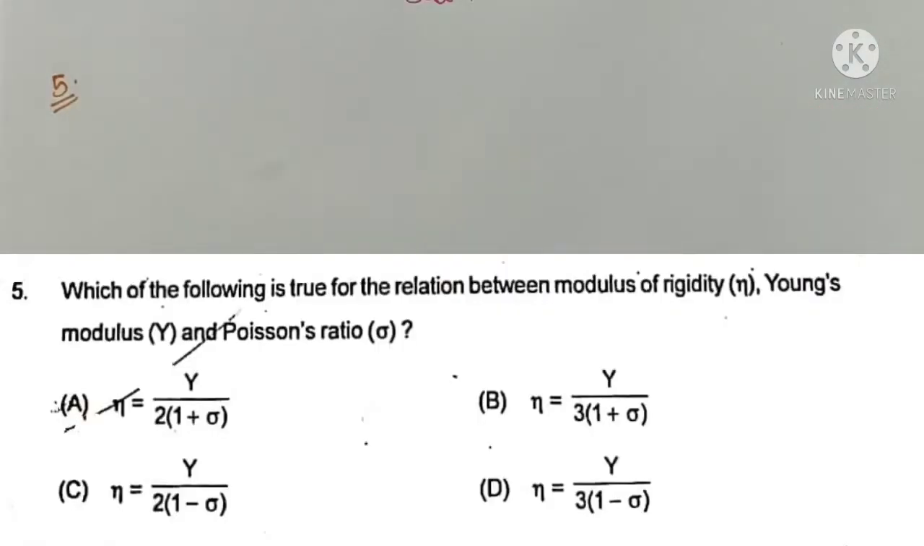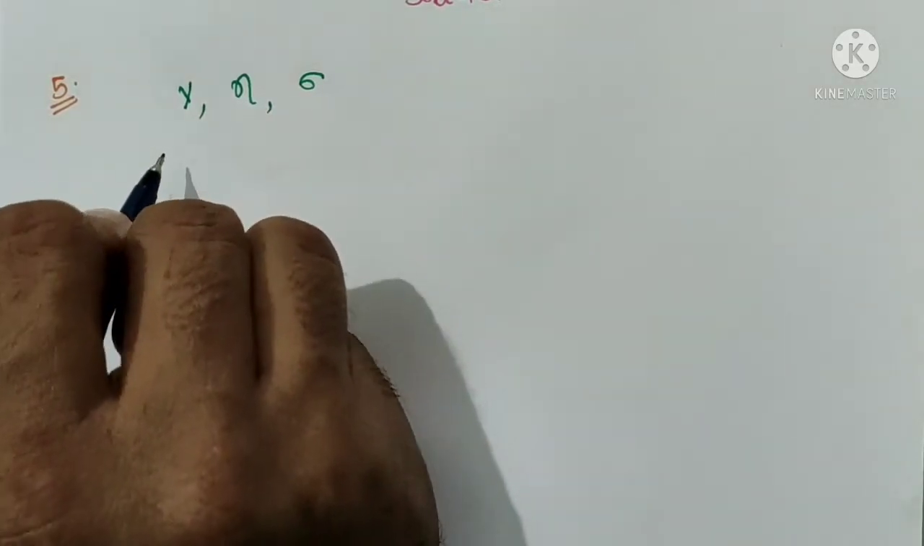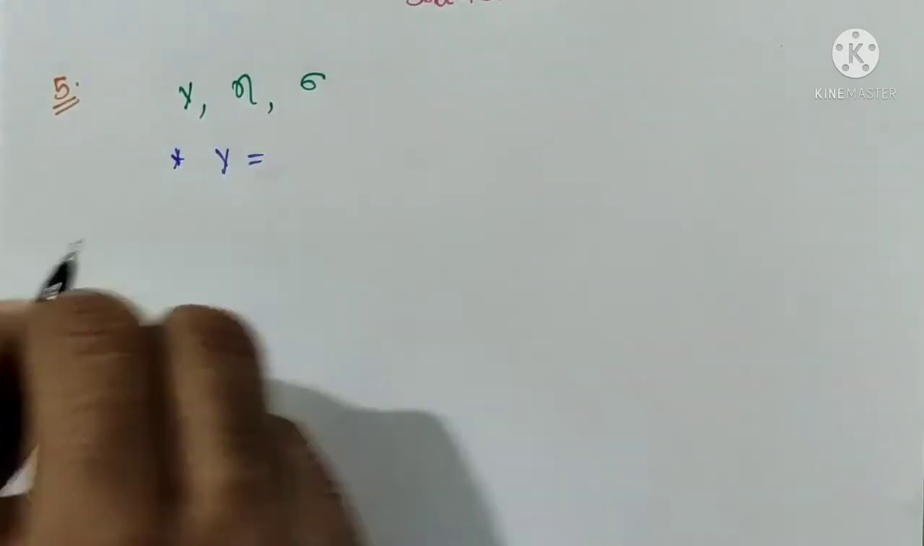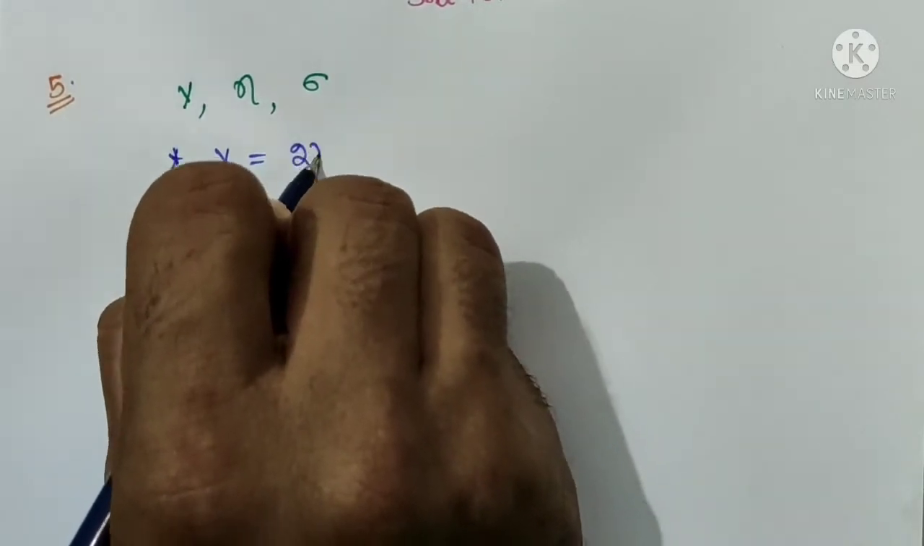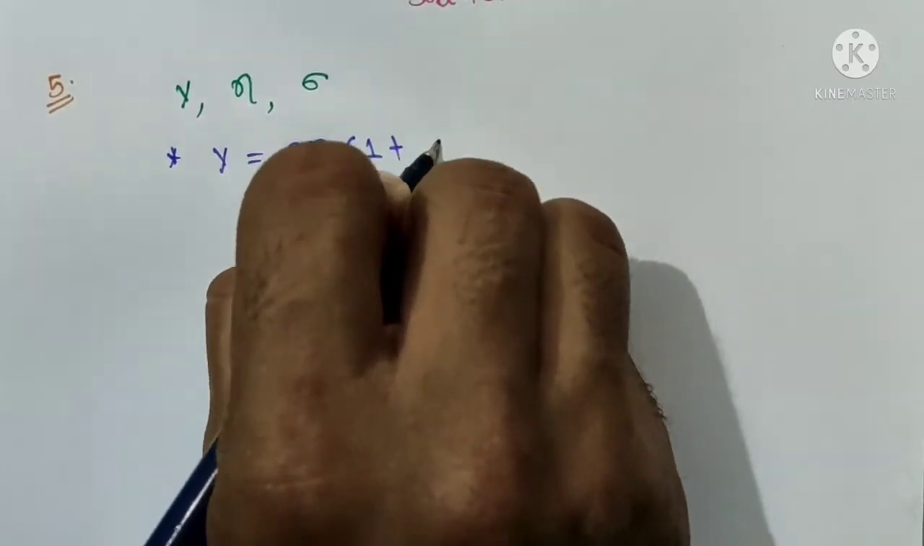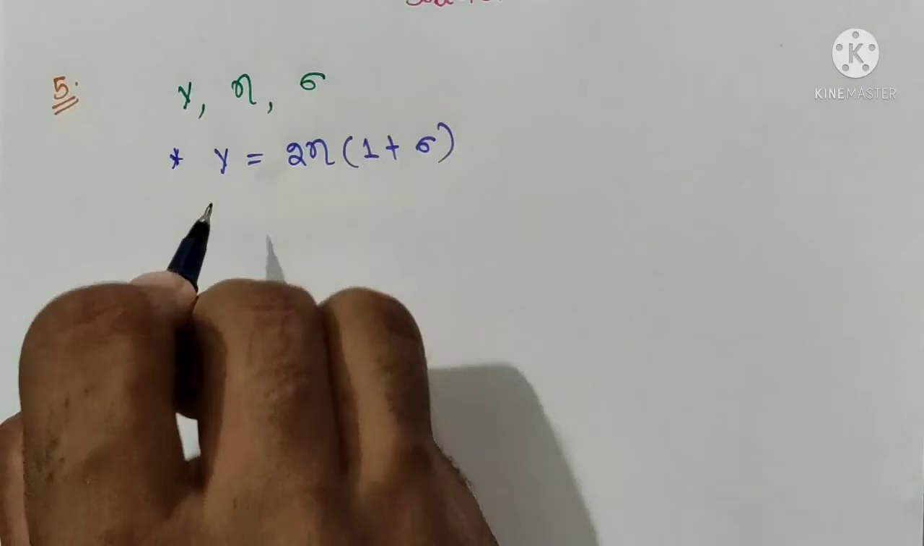Question number 5, which of the following is true for the relation between modulus of rigidity, Young's modulus and Poisson's ratio? So we have to write the relation between Young's modulus, modulus of rigidity and Poisson's ratio, and you should remember this that the relation is Young modulus equals to 2 times modulus of rigidity into 1 plus sigma, that is Poisson's ratio. So your correct option is option A.